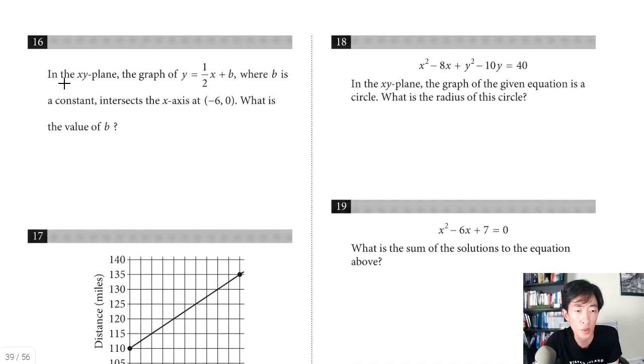Question 16, in the xy plane, the graph of the given equation, where b is a constant, intersects the x-axis at 6, 0. What is the value of b? In this equation, we've got 3 unknowns, including the b, but they do give us a point. Just plug it in and we'll be able to solve for b. So the equation becomes 0 equals 1/2 times x, which is -6, plus b. Just solve. 1/2 of -6 is -3 plus b. Add 3 to both sides. We get 3 equals b, and that's the answer.